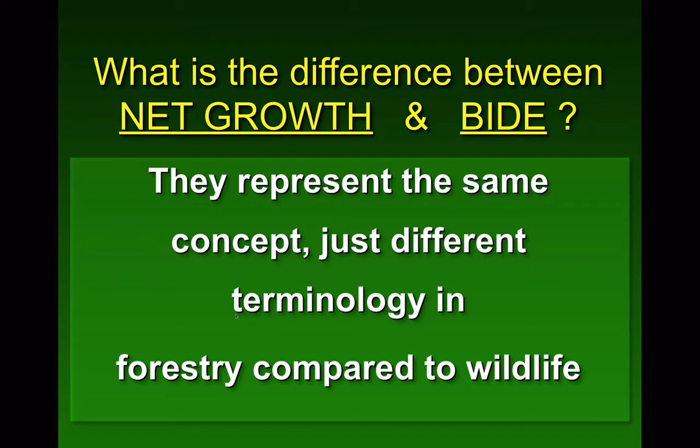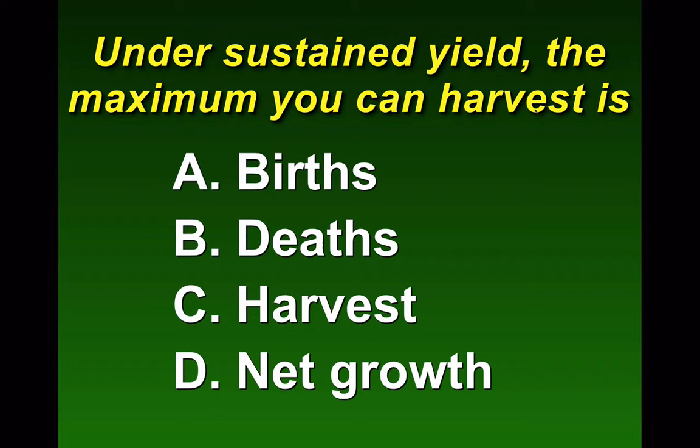So what's the difference between net growth and BIDE? They actually represent the same concept. They're just different terminology. It's kind of confusing for students new to this because it seems like they'd be totally different things, but net growth and BIDE are really the same thing. It's just that this one uses slightly different terminology and also has immigration and emigration in it. So the maximum amount then that you can harvest is net growth.